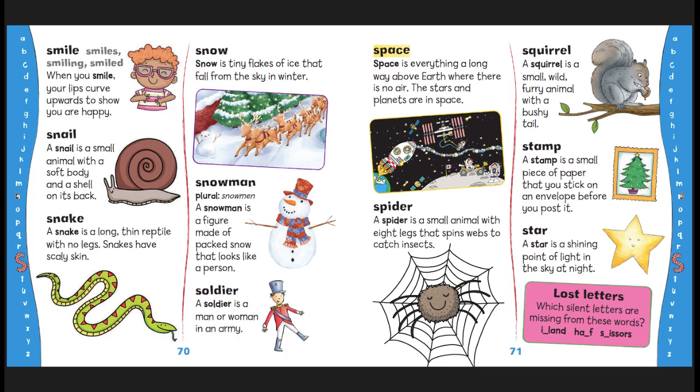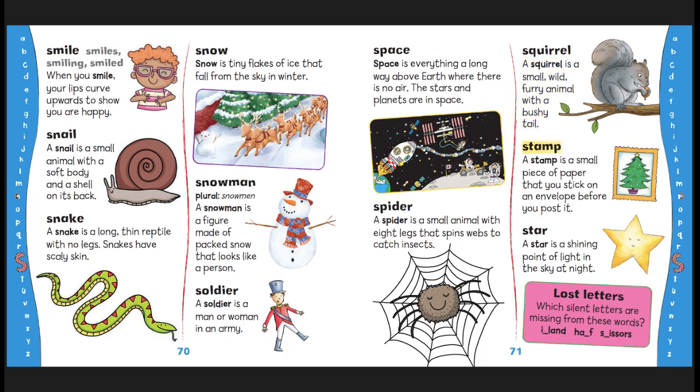Space. Space is everything a long way above Earth where there is no air. The stars and planets are in space. Spider. A spider is a small animal with 8 legs that spins webs to catch insects. Squirrel. A squirrel is a small, wild, furry animal with a bushy tail.